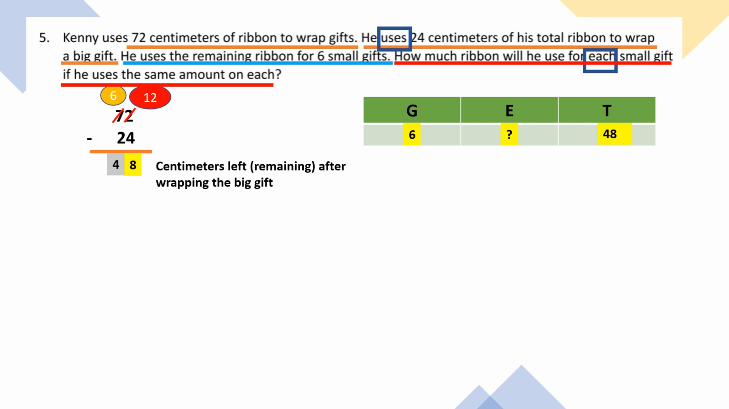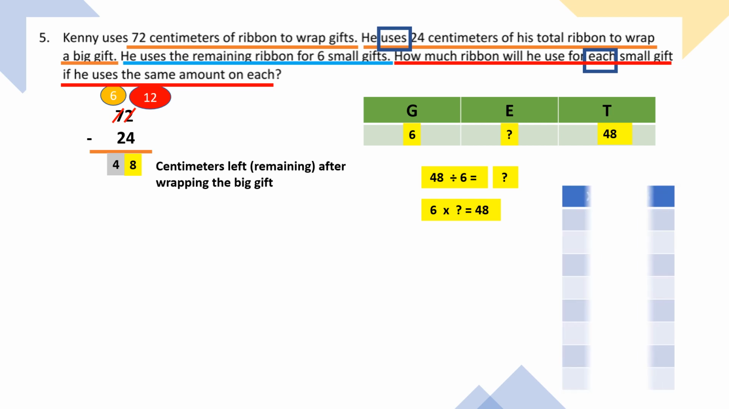Now I can turn this into an equation though to figure it out. First, I can write it as a division equation: 48 divided by 6 equals unknown. Or I can write it as a multiplication equation: 6 times unknown equals 48. And if you don't know the answer, that's okay. You can create a ratio table.